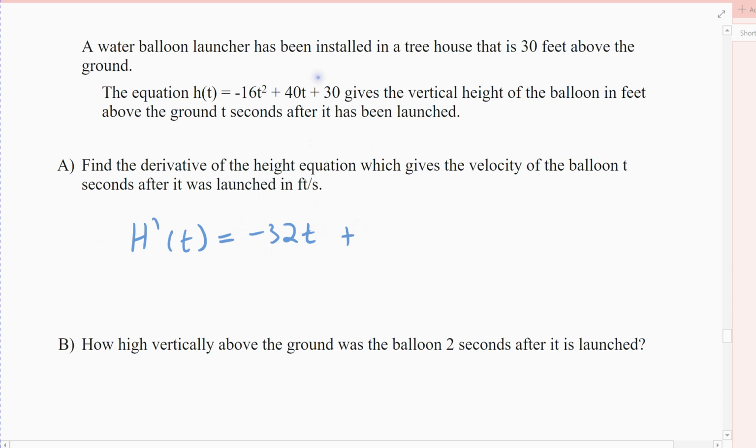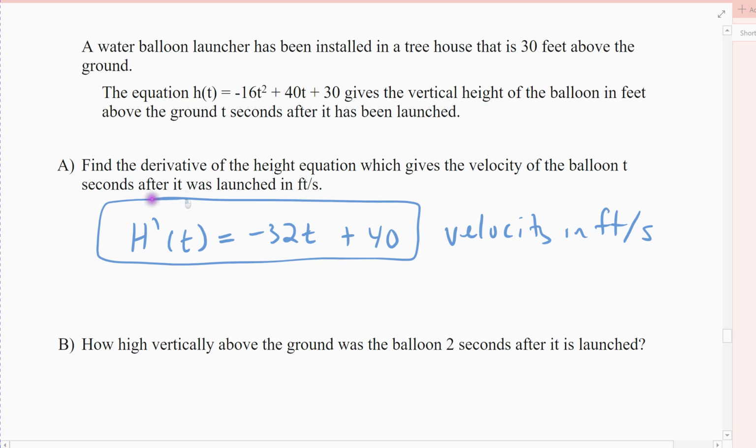The derivative of 40t is 40, and the 30 zeroes out. So that's my velocity in feet per second, right? Because it's the rate of change in height per second it's been launched. So change in feet, which is the height above, per second. Alright, so there's my velocity.